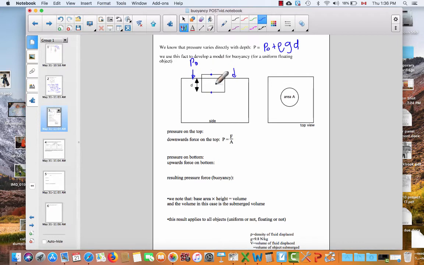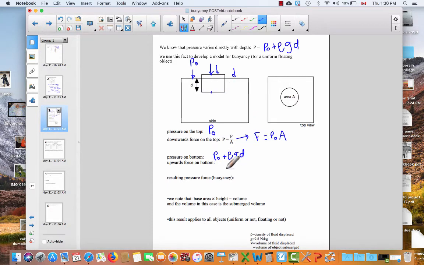On the top, we just have atmospheric pressure, and we use a special symbol for atmospheric pressure, P naught. So if that's the pressure on the top, then the downwards force on the top, well, a pressure is a force over an area, so a force is going to be a pressure times an area. So that's the amount of downwards pressure force on the top of the object. So the pressure at the bottom has increased, so we've got the pressure due to the atmosphere plus a little extra pressure because we're at depth d in a fluid here.